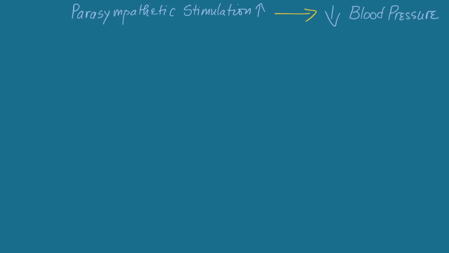The opposite happens with the parasympathetic stimulation. You may have experienced that your blood pressure goes down when you are in meditation or when you're sleeping or doing breathing exercises. So let's see how that happens. When the parasympathetic stimulation increases, it affects both the arterioles and the heart. So the parasympathetic stimulation increases.